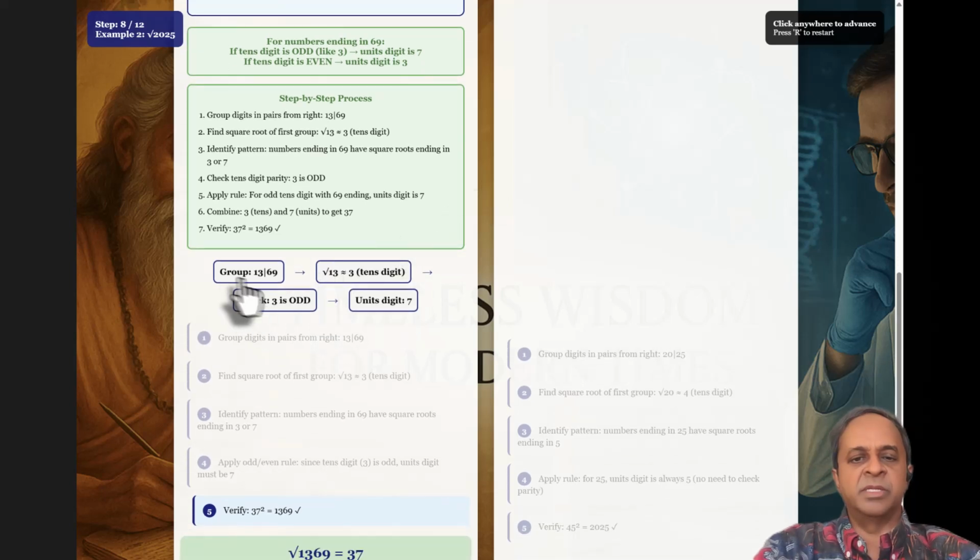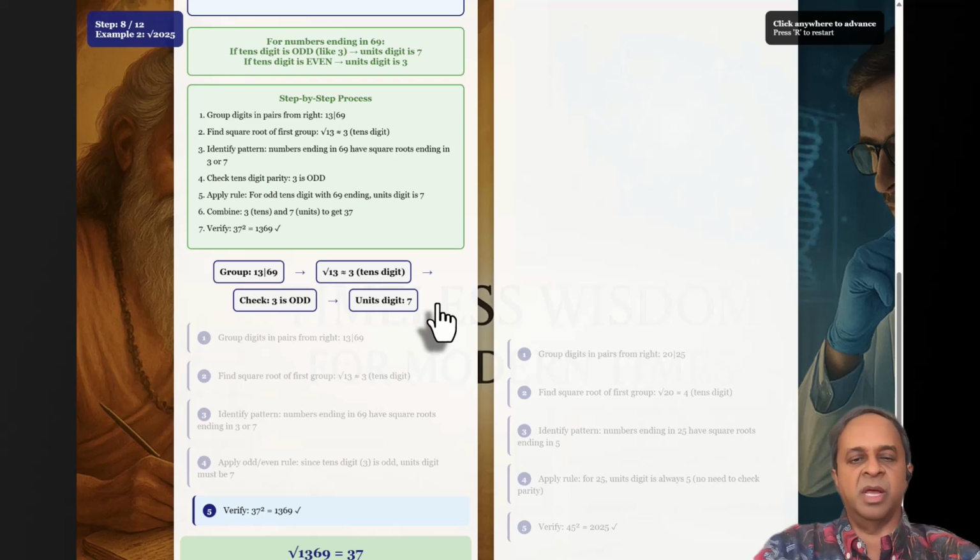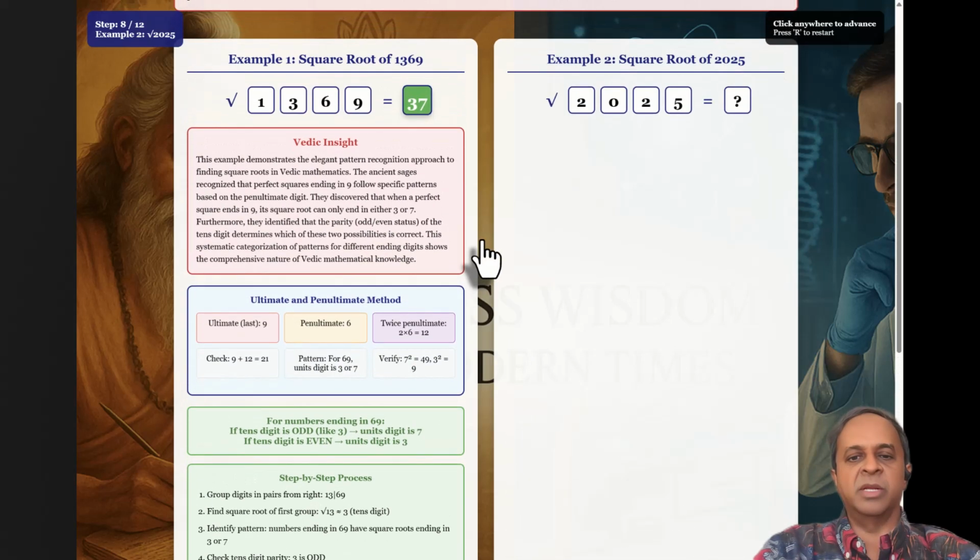Just a synopsis, this part explains we grouped the number 1369 as 13 and 69. We took 13, the closest square root is 3, and that becomes the tens digit. So if the tens digit is odd, as in this case, the units digit needs to be 7. That's as per this particular sutra. Okay.